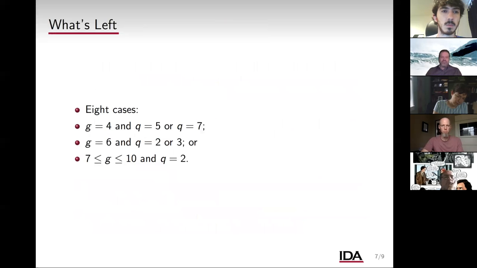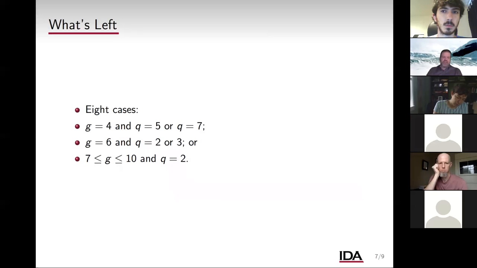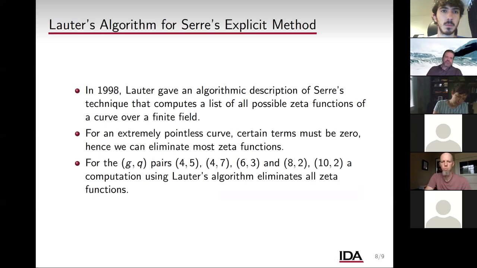So what is left after we've considered this? We have 8 cases left. For genus 4 curves, our previous work only considered binary, ternary, and quaternary. And genus 6 is something we didn't go up to. And then you have the binary curves with genus 7, 8, 9, and 10.